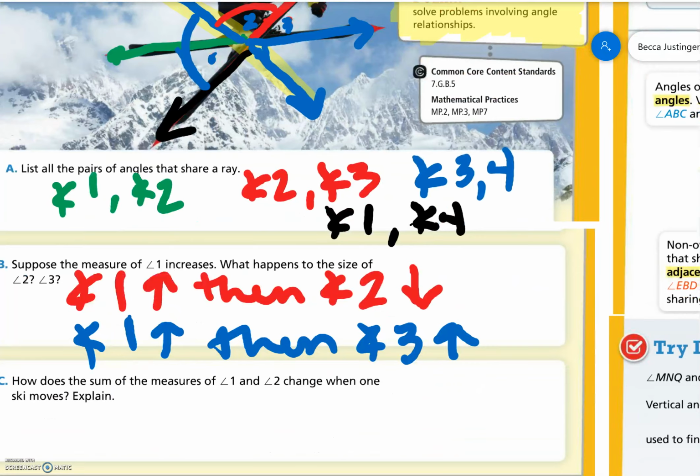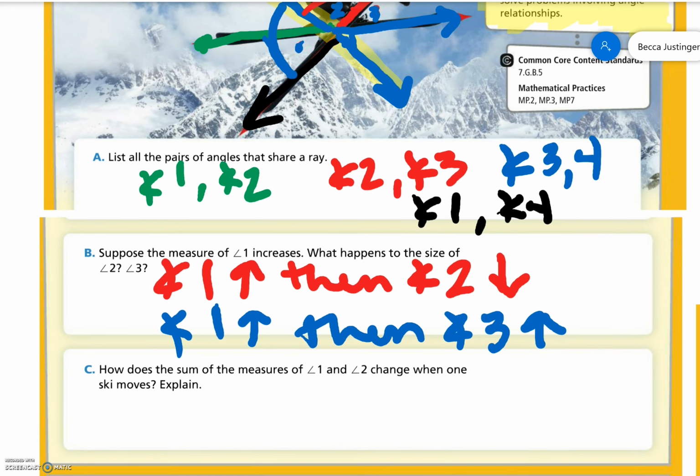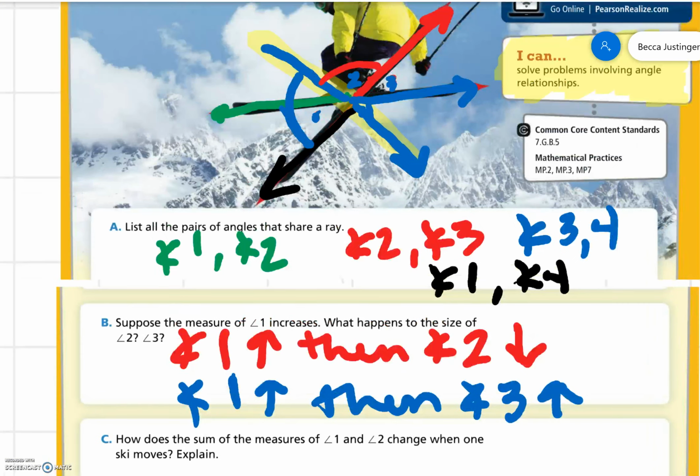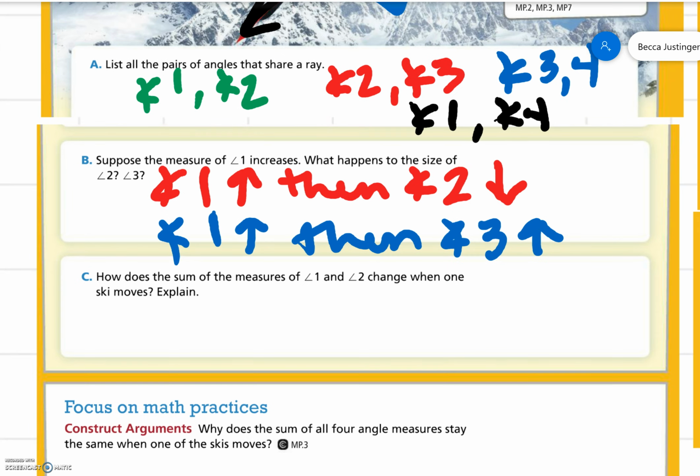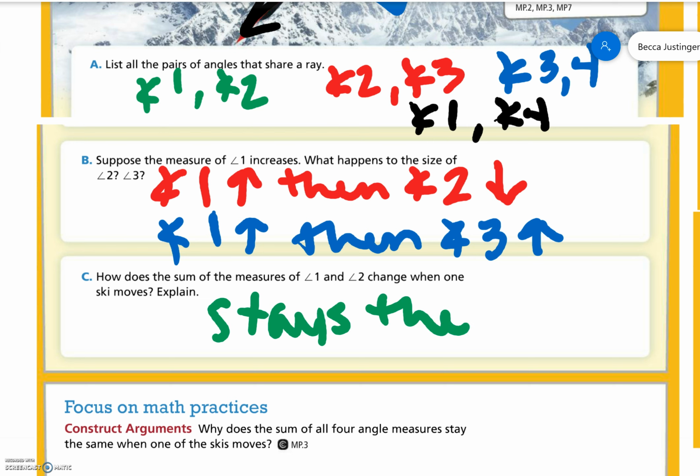How does the sum of measures of angle 1 and 2 change when one ski moves? When you add them together, this is the whole of 1 and 2. No matter where our line moves, it's still going to be the same black line between 1 and 2. So the sum stays the same.